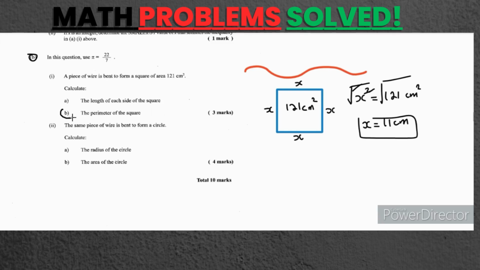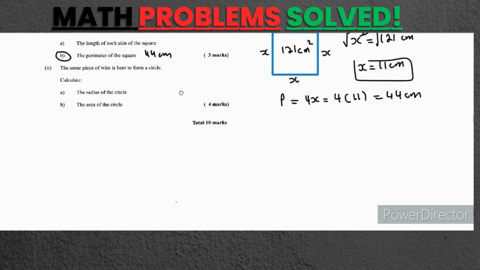Then we have to calculate the perimeter of the square. What do you mean by perimeter? Perimeter is the sum of the lengths of each side, like x plus x plus x plus x, right? You may also write it as 4x. The perimeter of a square is 4x. x is the length of each side. So we know x, the length of the side, is 11 centimeters. So it will be 4 times 11, and 4 times 11 is 44 centimeters. So the perimeter of the square is 44 centimeters, right? Then we will move to the next question.